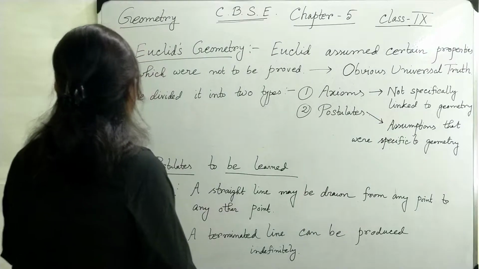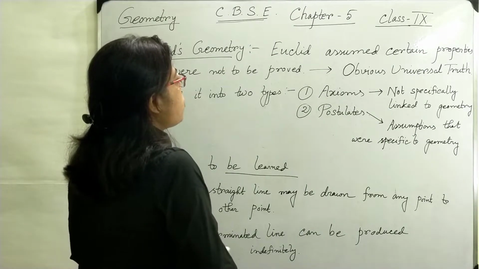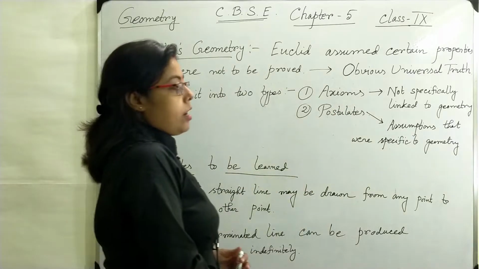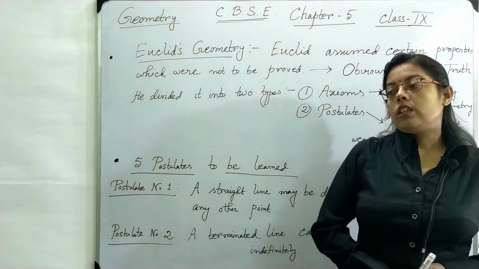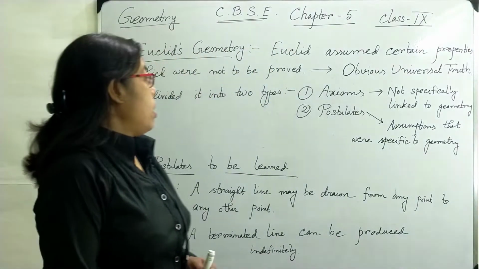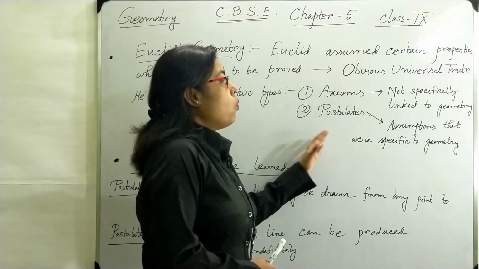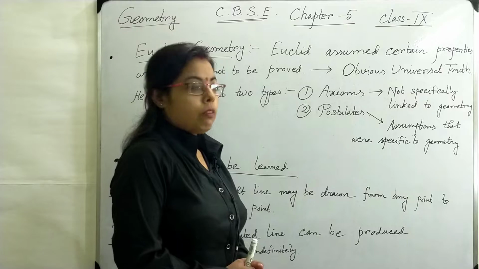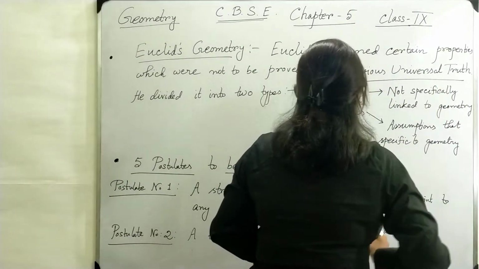Okay, so let's start. See, Euclid's geometry: Euclid assumed certain properties which were not to be proved. Here is one thing, in geometry we have to prove so many things. When we have to prove something, this is known as a theorem. But here the first thing is assumption. What is an assumption? That is the obvious universal truth. Obvious universal truth, this is known as an assumption.